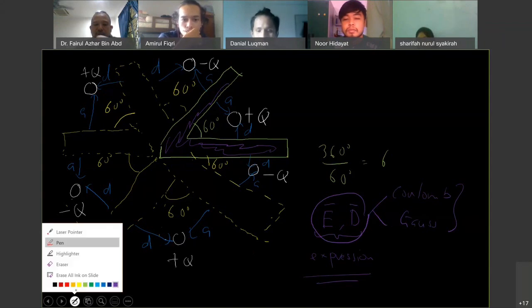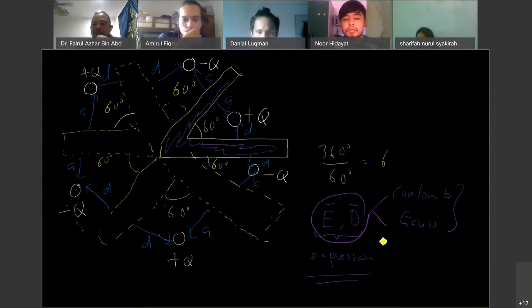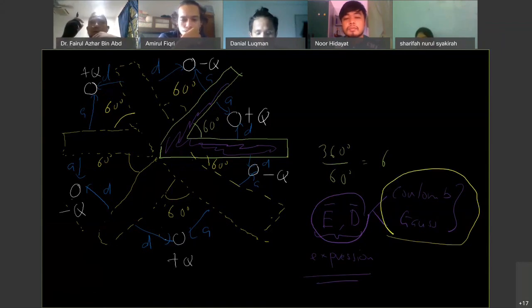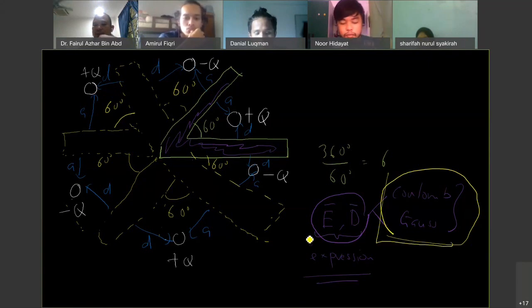But this technique is applicable if we have free space, or if we have one charge located in free space, so we don't have any obstacle in between. If we have any obstacle, for example in this case a grounded plane, then in this particular case we need to adjust the situation so that we can apply any technique to find the expression for E and D.